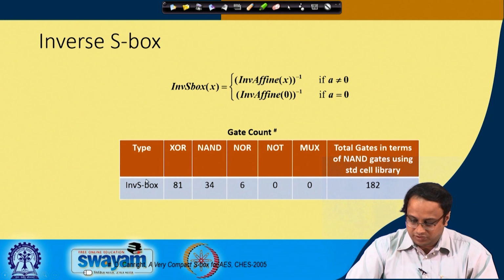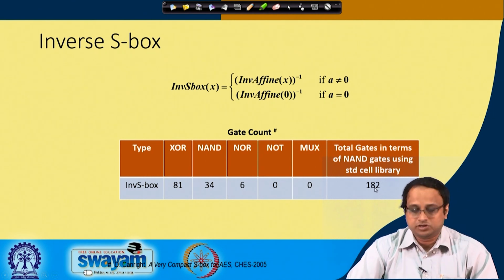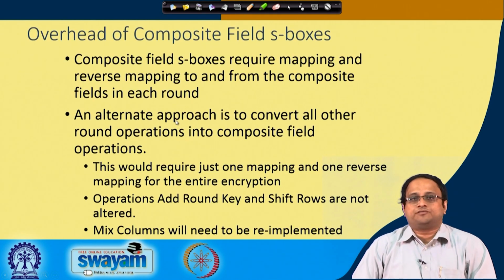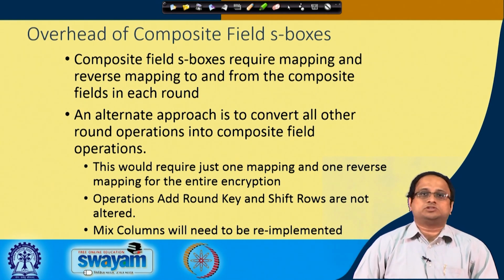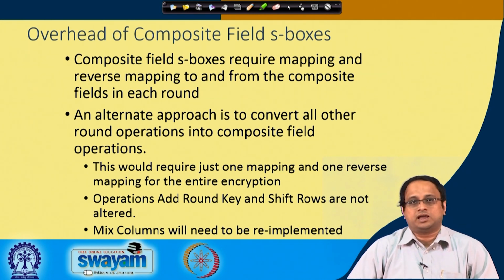So when you are doing this inverse S-box in composite fields, the gate count requirement in terms of NAND gates is around 182, and therefore you have a similar amount of resource requirement for the inverse S-box as well. So when you are trying to adopt this technique for implementing a composite field S-box, remember that you have to do a mapping and reverse mapping from GF to the power of 8 to the composite field and back.